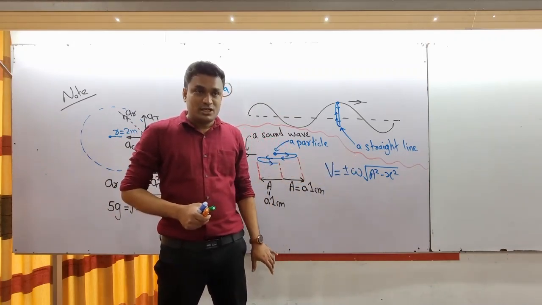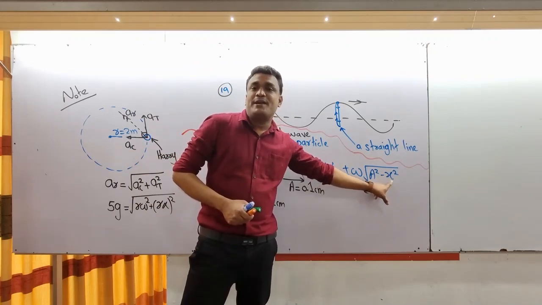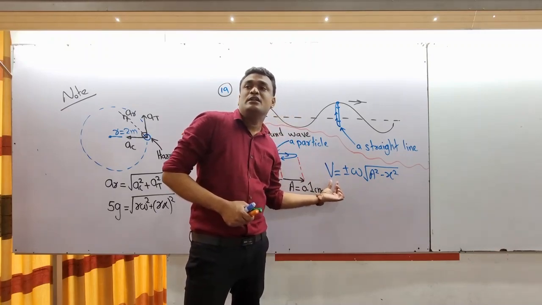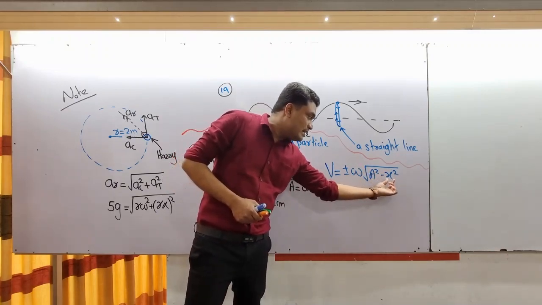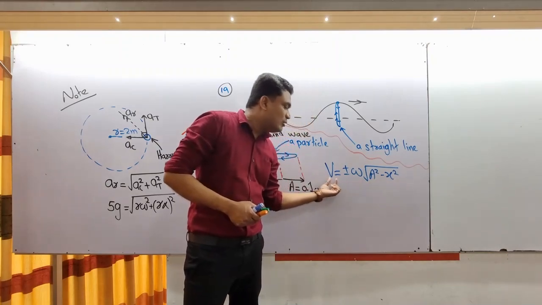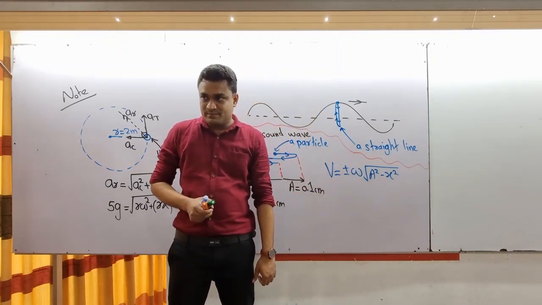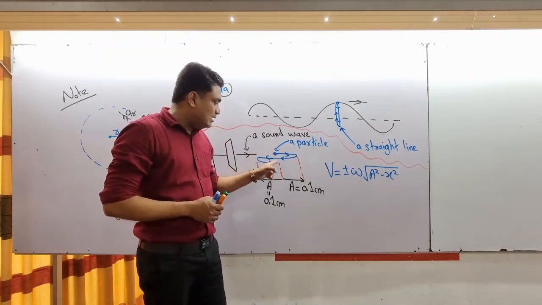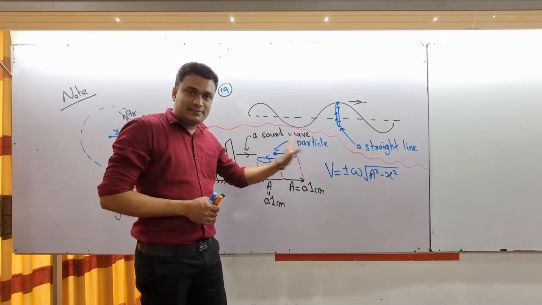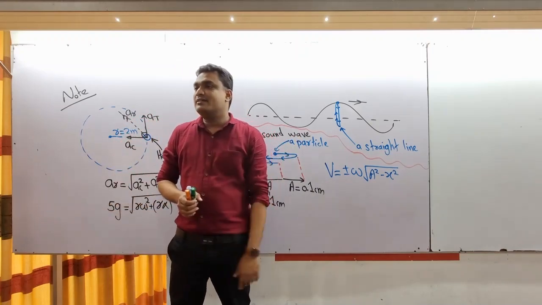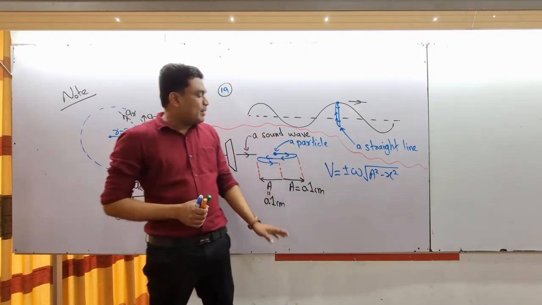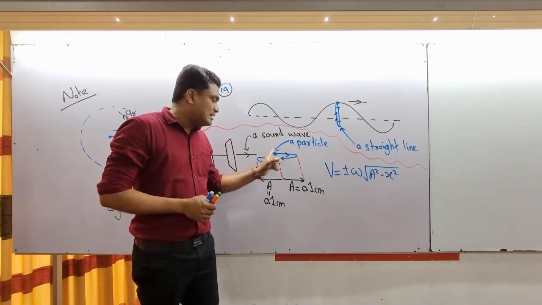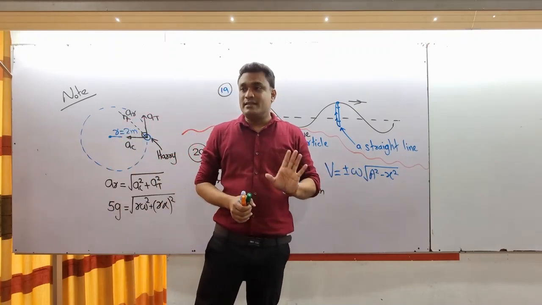Even from this equation, x is subtracting. Therefore, when x is minimum, velocity should be maximum. So what are the two methods here? When the particle is at the middle position, velocity is maximum. We have learned it under simple harmonic motion. When the particle is at the mean position, displacement x is 0, therefore velocity is maximum.